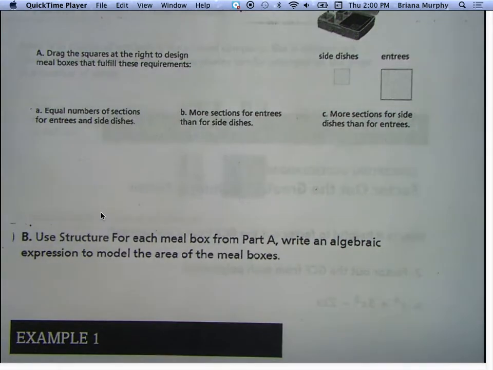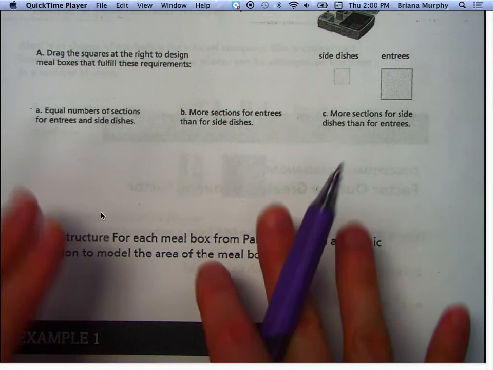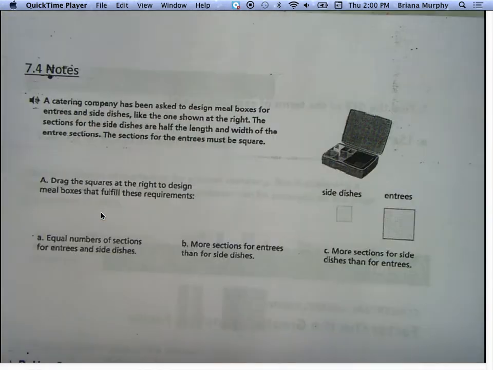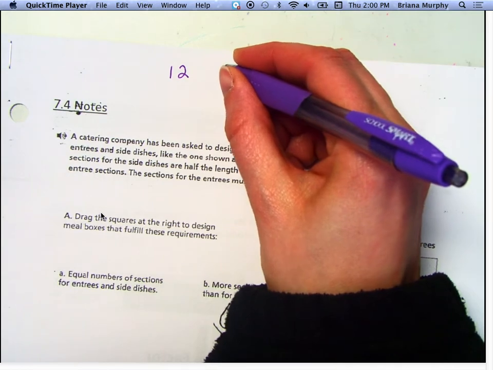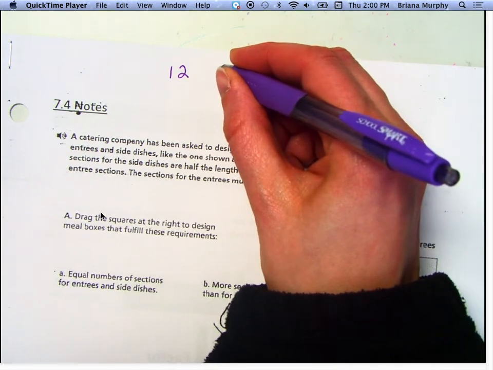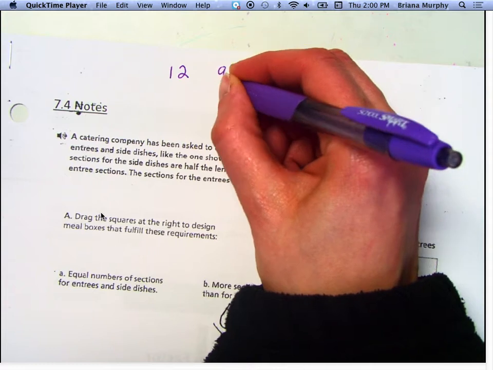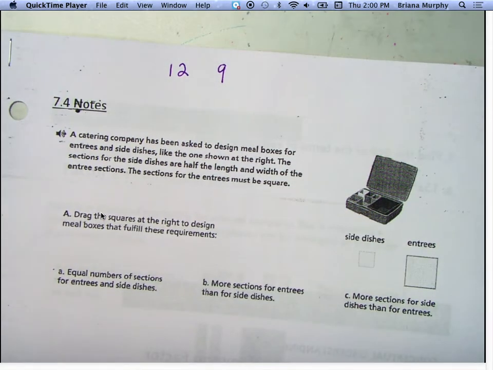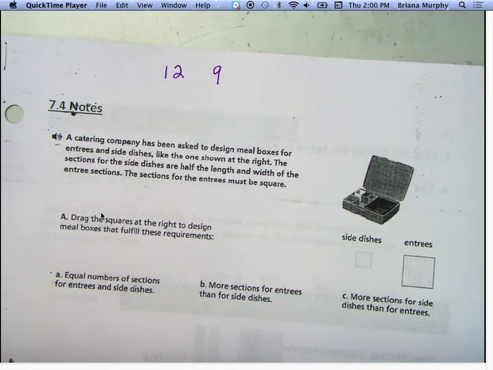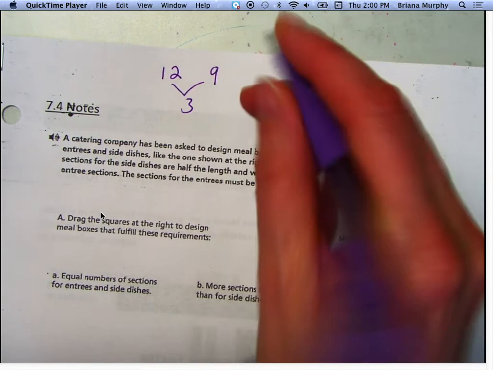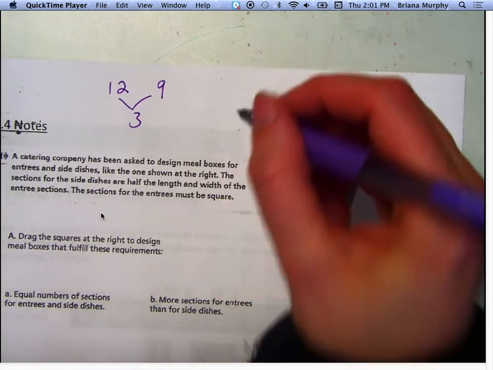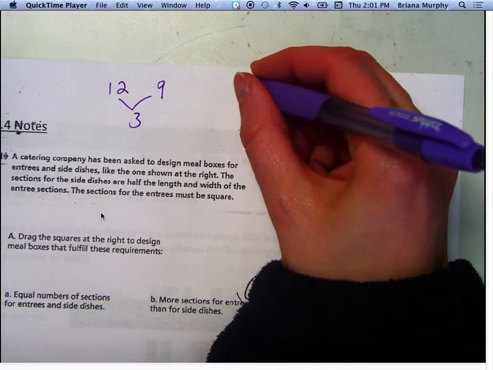Okay, so just to start, we're going to ignore this little precursor because I want to talk about this. If I have 12 and 9, what's the greatest common factor between them? What's the biggest number that when I multiply it by something, I can get 12 or 9? 3.